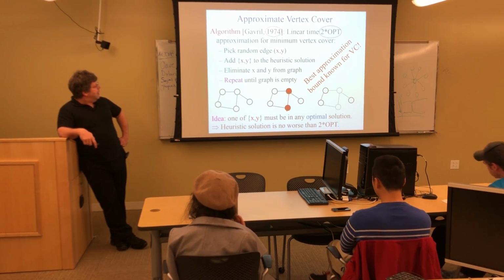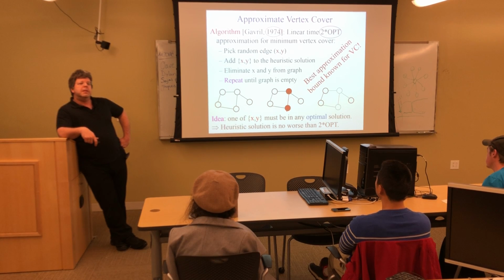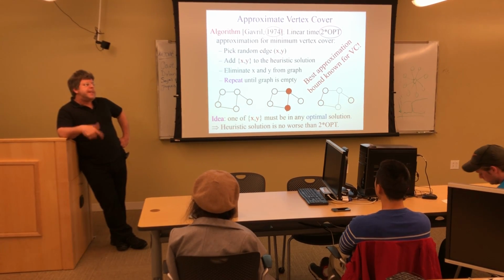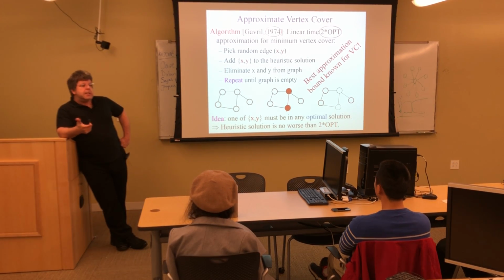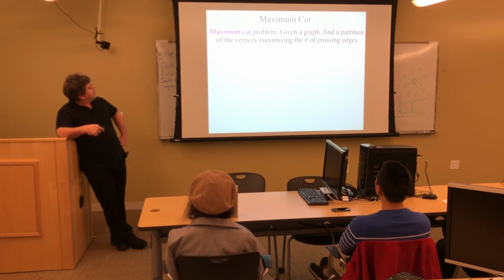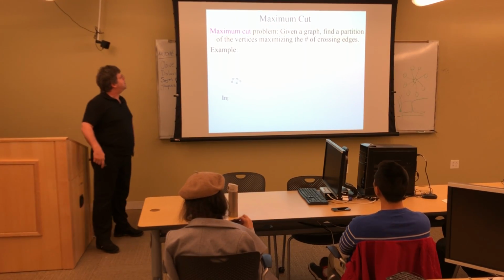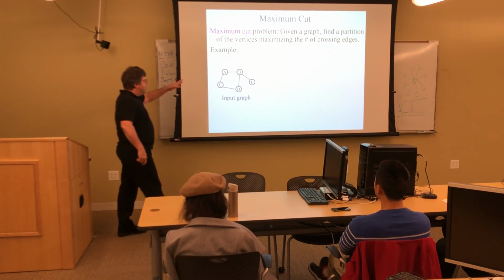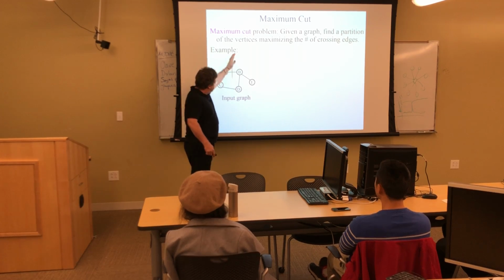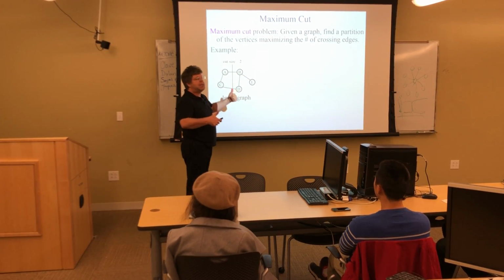Okay, any other questions about any of these general algorithmic precepts or heuristics, meta-heuristics really is what these are? Okay, another problem. Maximum cut. Given a graph, find a partition of the vertices that maximizes the number of edges going across. So for example, here's the input graph, and I can find some partition, but now only two edges cross the partition. I want to increase that size to the maximum possible.